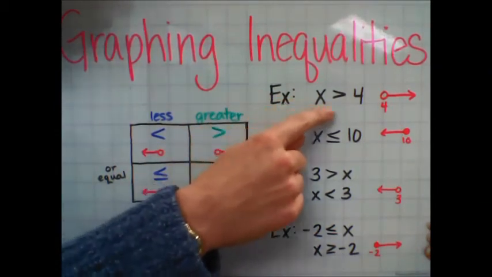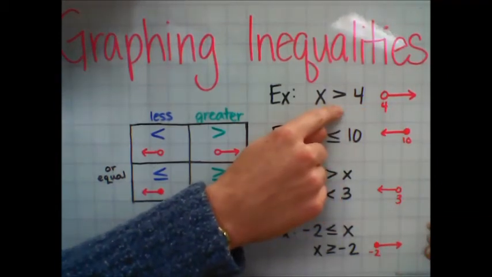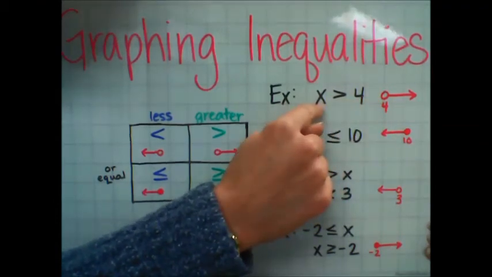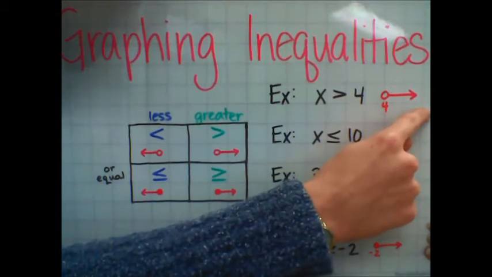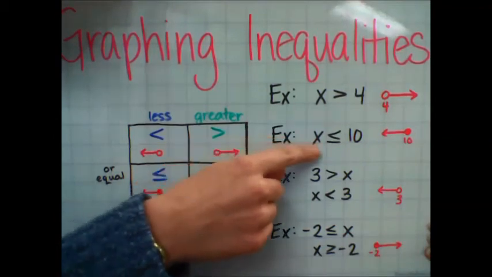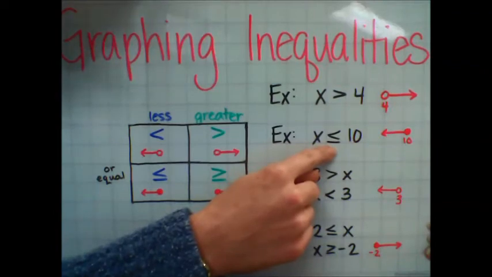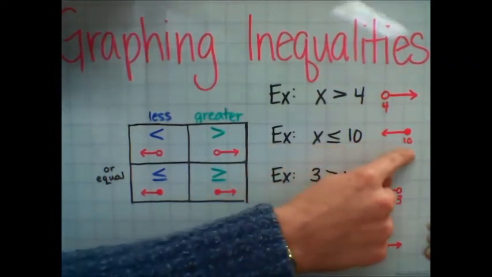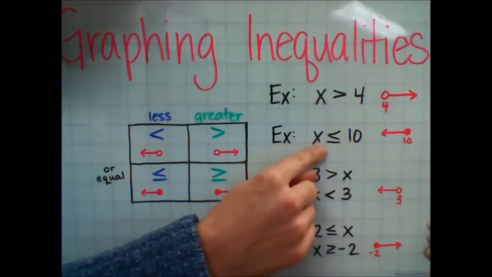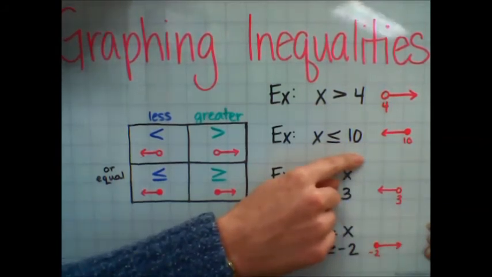Example 1. x is greater than 4. There is no line underneath, which means that we are not including the 4, so we put an open dot. And if x is greater than 4, that means we're going to move in a positive direction to positive infinity. Example 2. x is less than or equal to 10. Or equal to, meaning that we're going to include 10. So we put a closed dot at 10, and since it's less than, we move in the negative direction towards negative infinity.